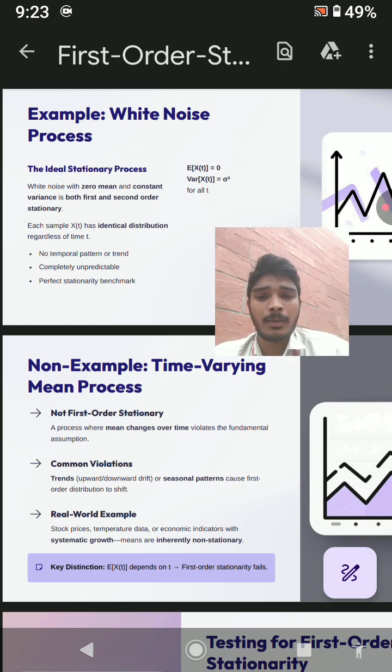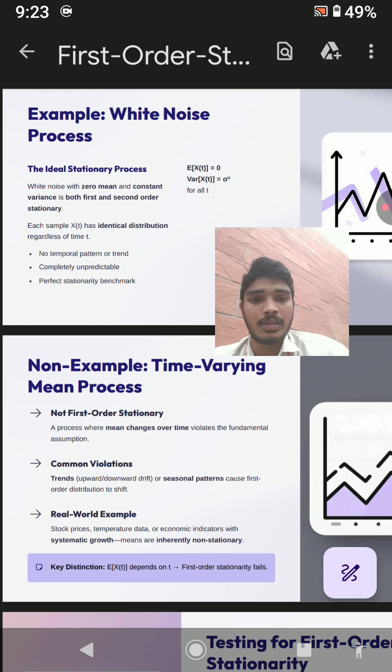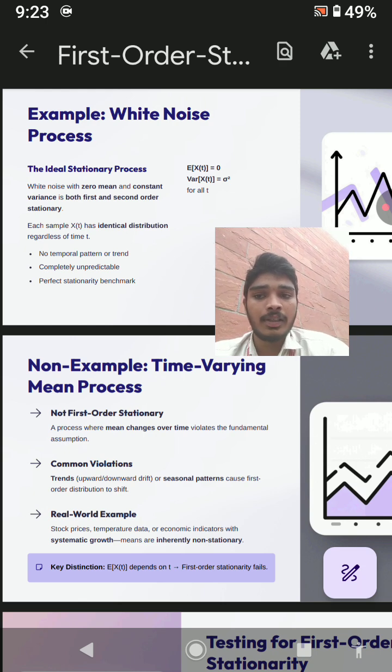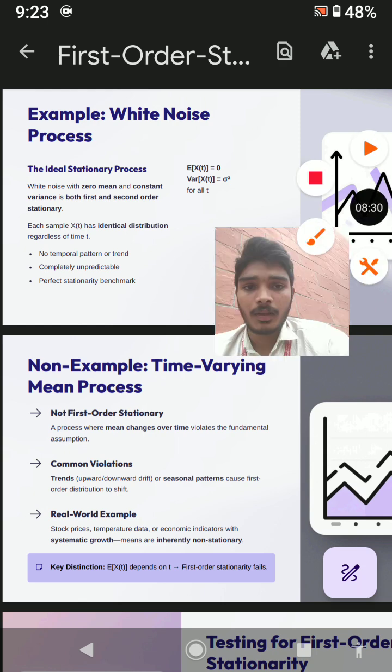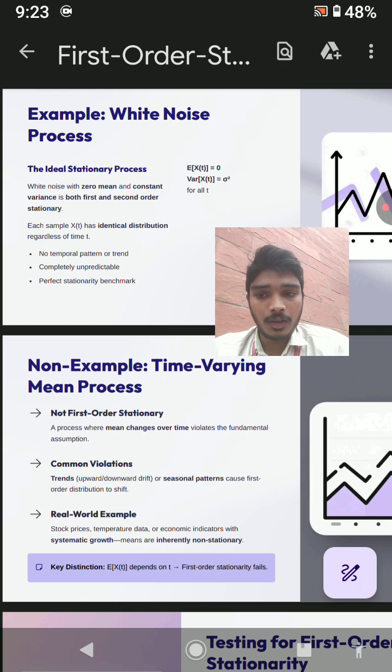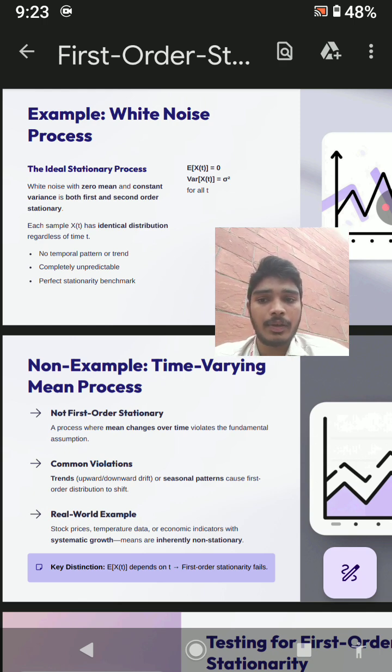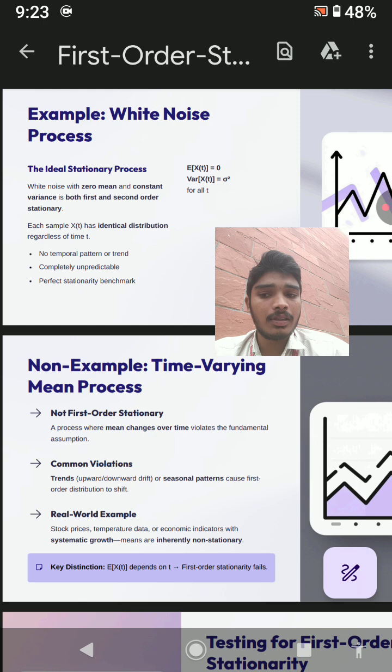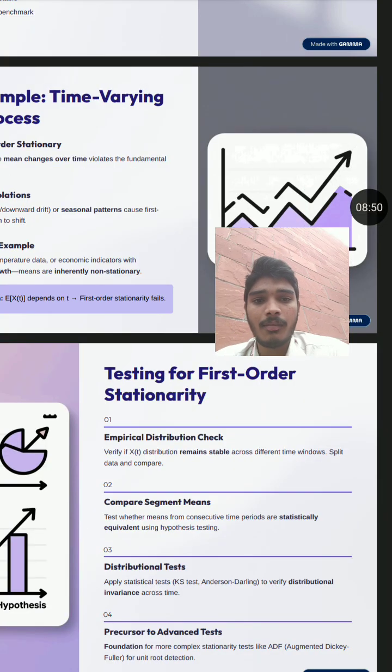Let us understand. Let us repeat once. First order stationary: a process where the mean of x of t is not constant, such as x of t equal to a sin omega t, where a and omega are constant values. The expected value e of x of t equal to e of a sin omega t equal to a sin omega t, which is not constant and changes with respect to time. Therefore, the process is not first order stationary.